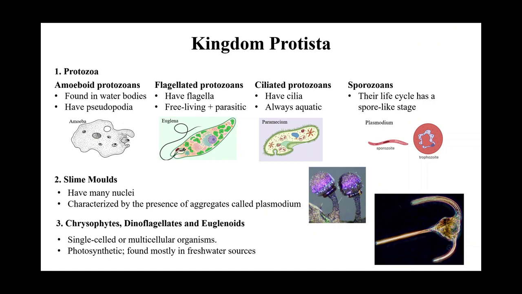Then they have flagellated protozoans. This flagella is what defines them, and it also helps them in movement. We have euglena here, for example. They can be free living or parasitic, meaning they can survive on their own or they need a host to survive. Then we have ciliated protozoans. For movement, they use cilia. These cilia are small hair-like structures all over the body, and these are aquatic in nature.